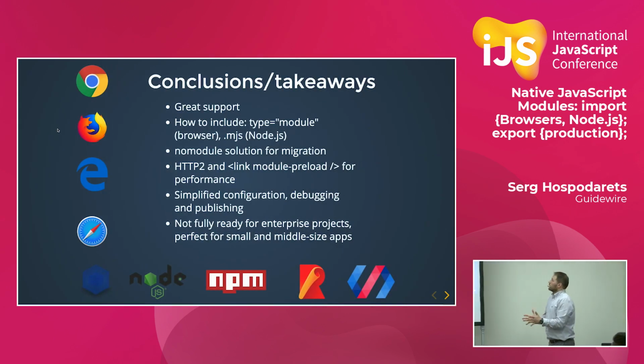Okay, let's put all this together. First of all, great support. You saw everything is green. For Node.js you have a polyfill, whatever. How to include? We need these flags. The flag for browsers is type module, and for Node.js is the Michael Jackson solution. So just use the Michael Jackson solution, have fun. Nomodule attribute for migration. You saw how you can do this with old and new browsers, which either support or don't support modules. And HTTP2 is for performance optimization together with link module preload, which will give you a performance boost altogether. Simplified configuration and native debugging will all be given for free.